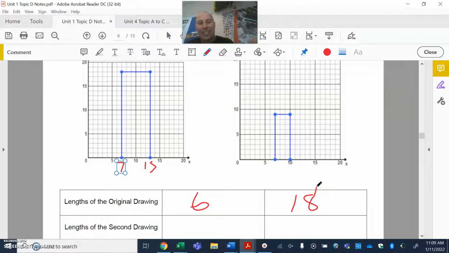Let's check the second drawing. What I have to do is stay in the same pattern. Because my first measurement was my width, going left to right, I need to do the same thing here. So if I count, I'm going from a 7 to a 10, so it's a 3. If I'm going up now, I'm down at that 0, going all the way up to a 9.